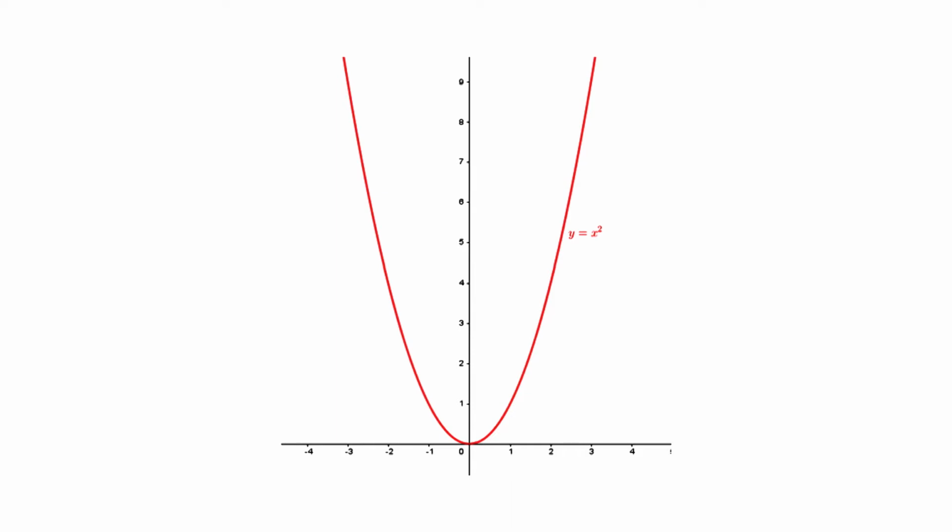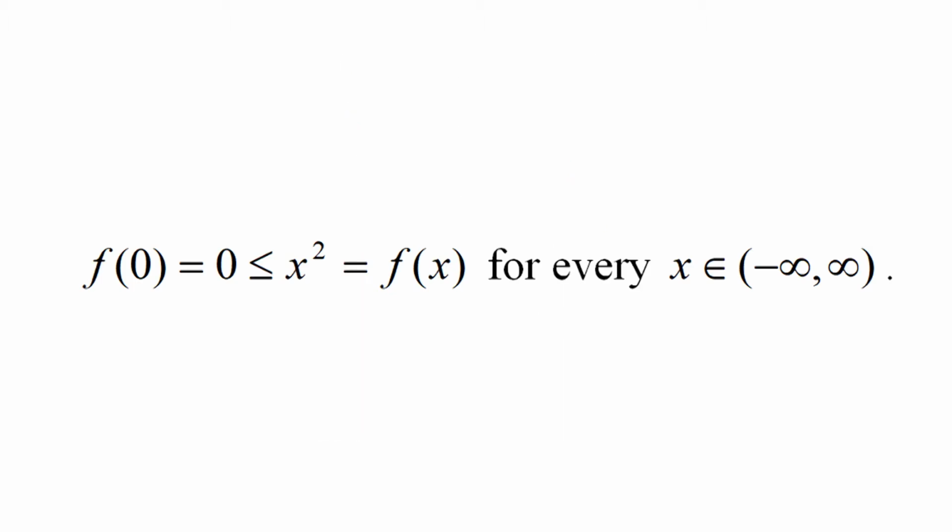For example, consider the function f of x equal to x square, whose graph is the curve y equal to x square that represents the parabola shown in the figure. From the figure, it is obvious that the function has minimum value 0 and it occurs when x value is 0. Mathematically, f of 0 equal to 0 is less than or equal to x square equal to f of x for every x in the interval minus infinity to plus infinity. Thus, f has a minimum at x equal to 0.